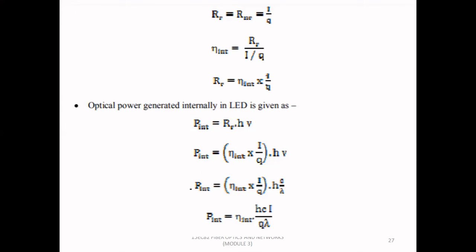So in the previous equation, eta int is equal to RR divided by I by Q, or RR equal to eta int into I by Q. So P int equal to eta int into h into c into I by Q lambda.